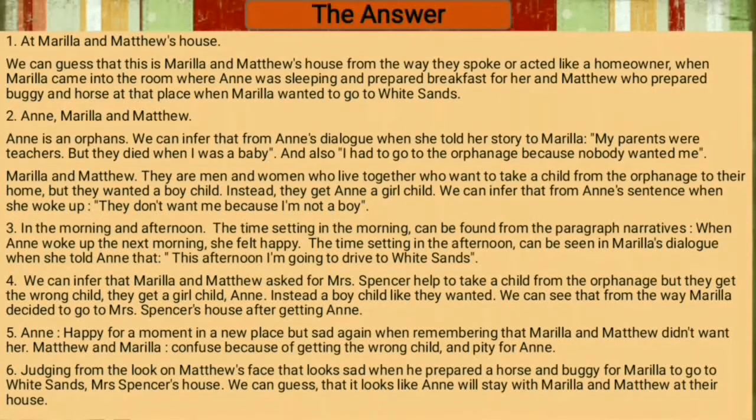Number 6. Judging from the look on Matthew's face, which looked sad when he prepared a horse and buggy for Marilla to go to Watson's, Mrs. Spencer's house, we can guess that it looks like Anne will stay with Marilla and Matthew at their house.